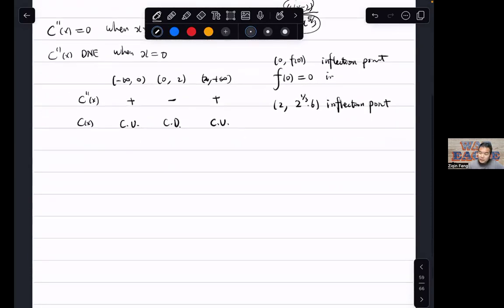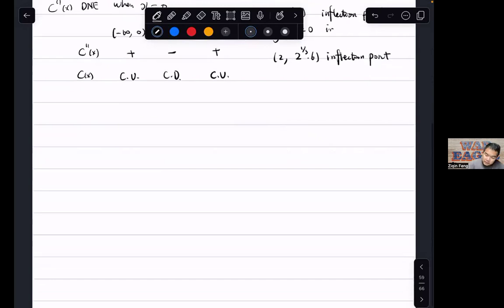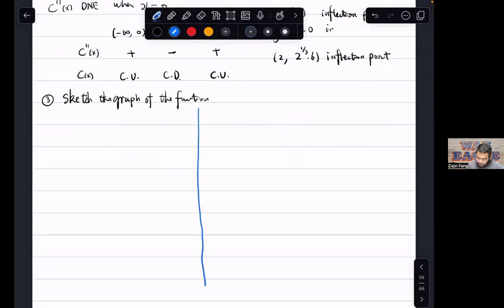Okay, now let's try to sketch the graph of this function, right? Third part, sketch the graph of the function. So how do we do that? Try to draw our x-axis, y-axis, and label all the important points, right?